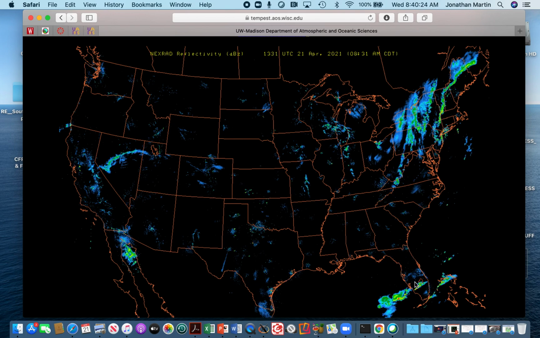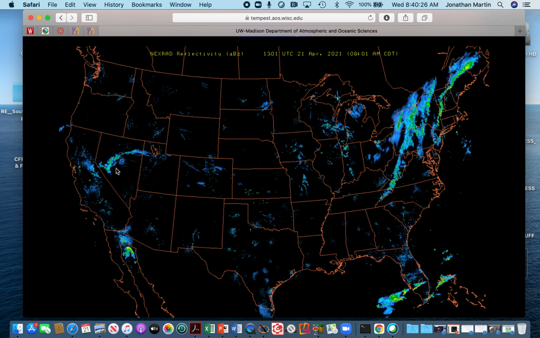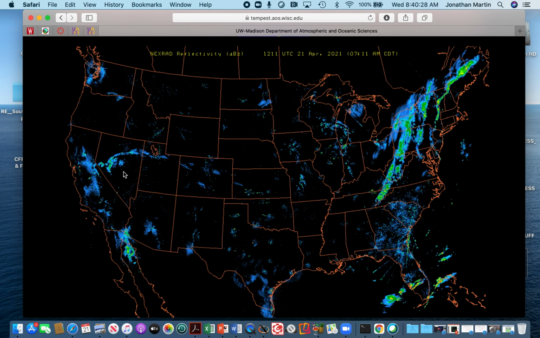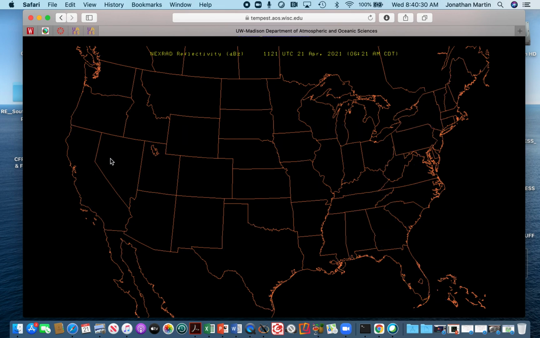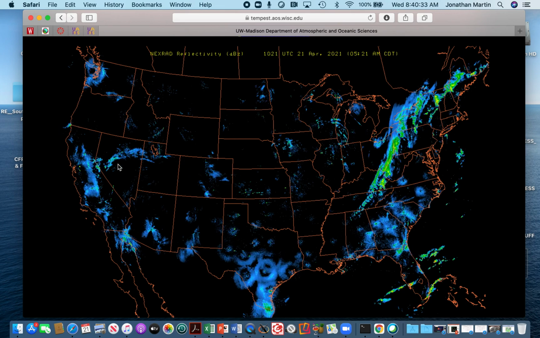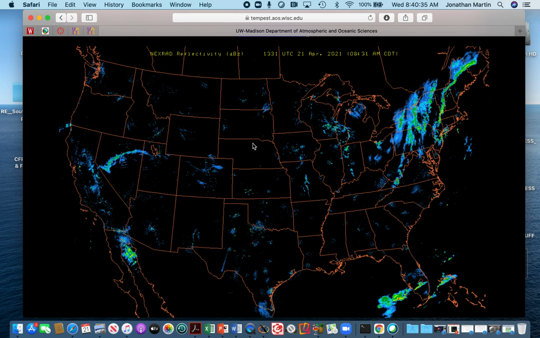And then a little bit of light convective activity over South Florida. And then here's some of the precipitation falling from the clouds that we saw getting organized a little bit better over Nevada and eastern California. Okay, so that's it for the United States.